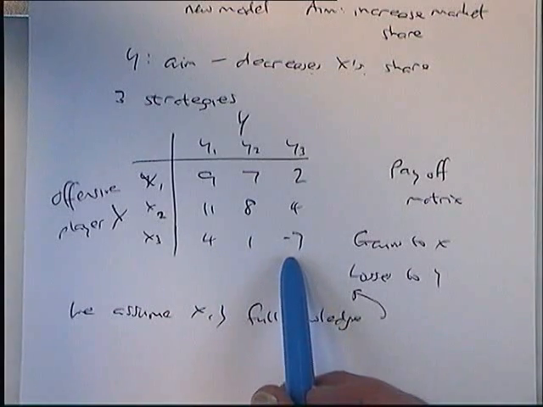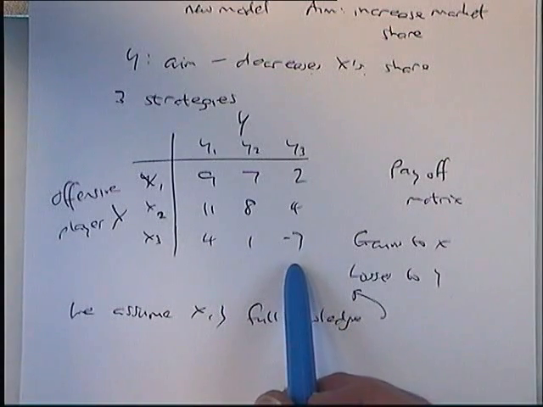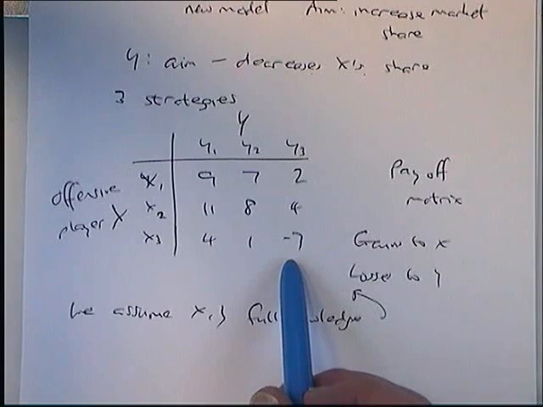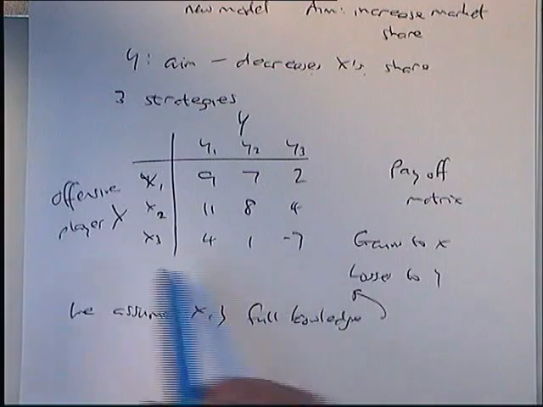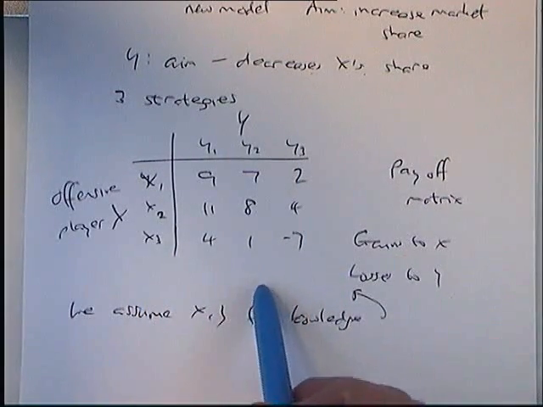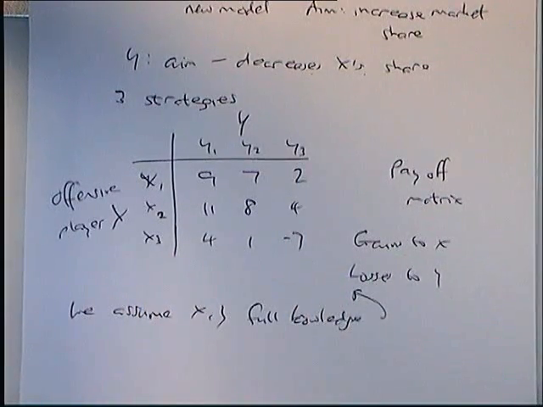Chris, what does this -7 over here mean? It means that X will lose 7 and Y will win 7. Under what scenario will that happen? If X plays 3 and Y plays 3. Yeah, that's right. Okay, so that's what happens first of all.